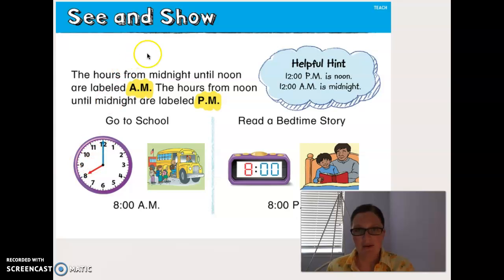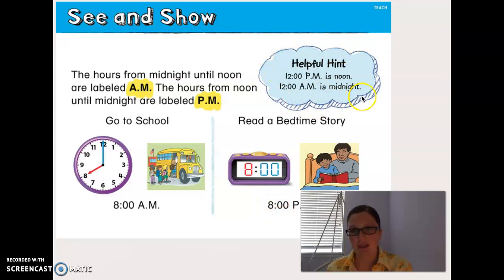Here we go. The hours from midnight until noon are labeled AM. So 12 AM is midnight, and that is the middle of the night. The hours from noon until midnight are labeled PM. So noon is 12 PM, and then 1 PM, 2 PM, 3 PM, that's the afternoon. Okay, so here's our examples. Going to school, 8 o'clock AM, or in the morning. And then reading a bedtime story would be 8 o'clock p.m.